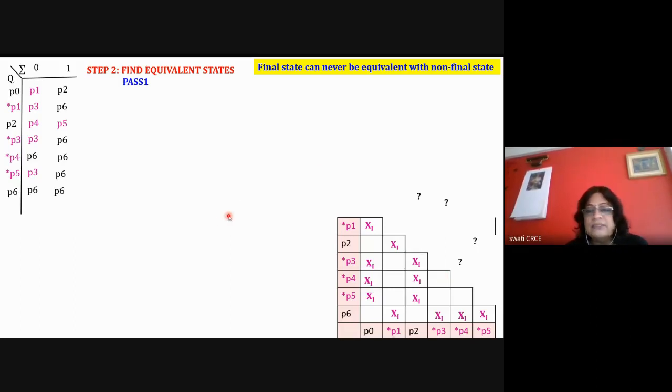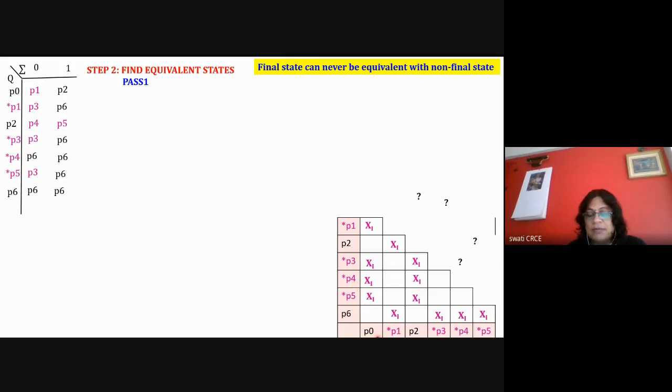Then in case of minimization, the important fact is that a final state can never be equivalent with a non-final state. With this concept, I can say that P1, P3, P4, P5 are the final states, and P0 is a non-final state. So they will never be equivalent with each other. In the beginning only I have identified that P0 P1 is not equivalent, P0 P3 is not equivalent because one is final, one is non-final. P0 P4 is not equivalent.